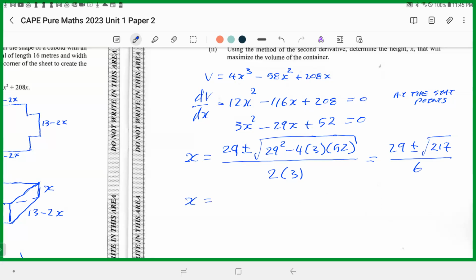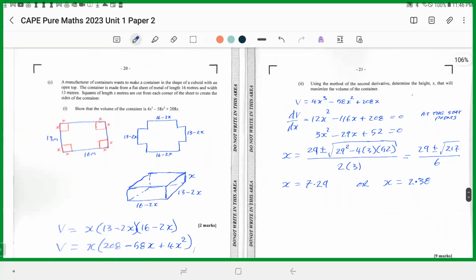Let's write the decimals. x equals 29 plus the square root of 217, divided by 6, which gives 7.29, or x equals, with the minus, 29 minus the square root of 217, divided by 6, which is 2.38. I don't like these answers, but that's what we get.